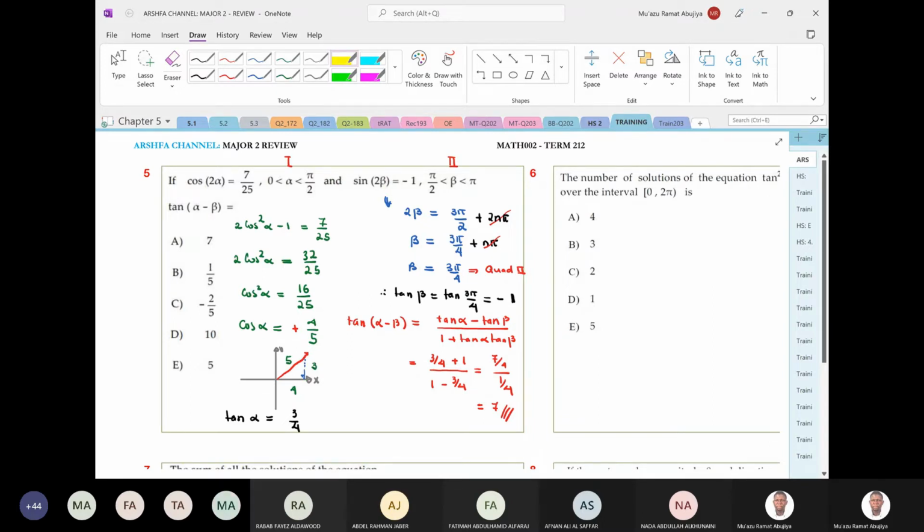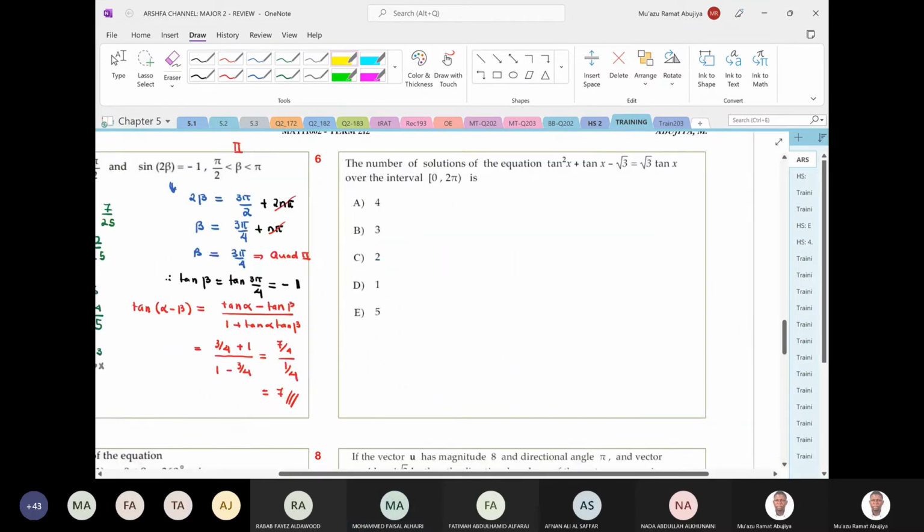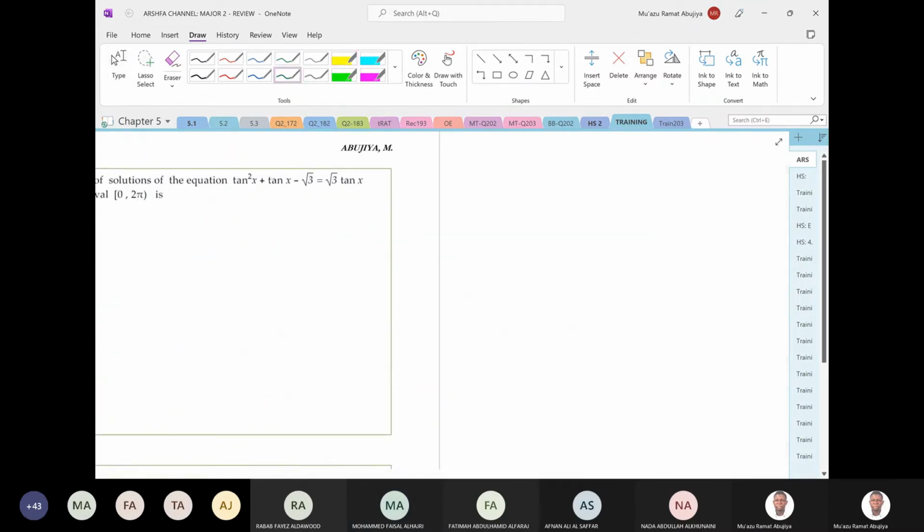Okay, now. Further. For tan alpha minus beta, why don't we do 3 over 4 minus 1? No, that is not the property of tangent. Not only tangent, even the sine, cosine, secant, cosecant, all of them are not like this.